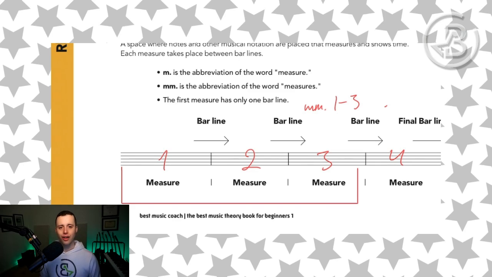All right. Those are bar lines, the 3 different types of bar lines: regular, double, and final, as well as measures. Remember, there's no bar line on the left side of the first measure. At the start of the first measure, there's never a bar line. I will see you in the next lesson.